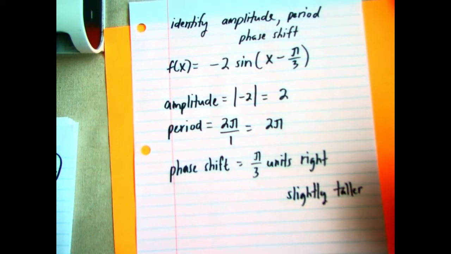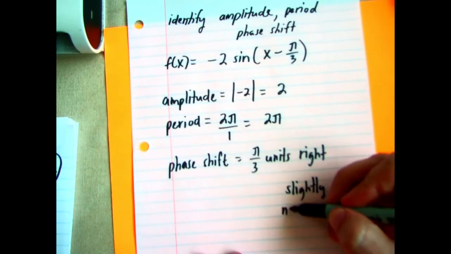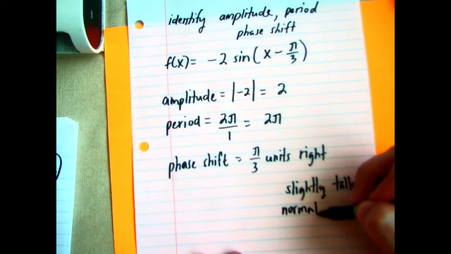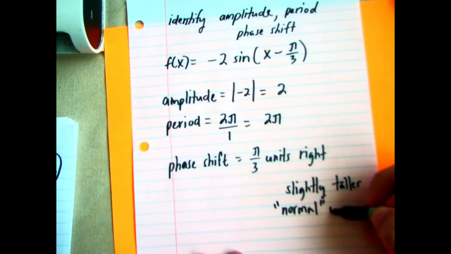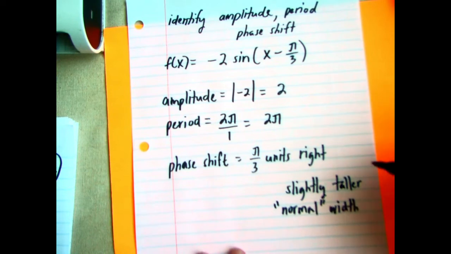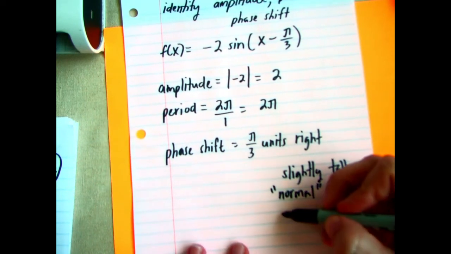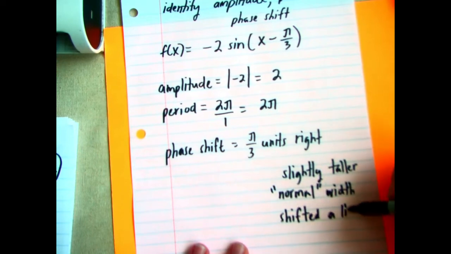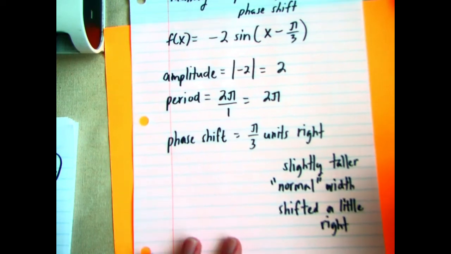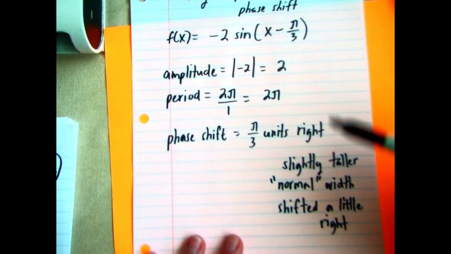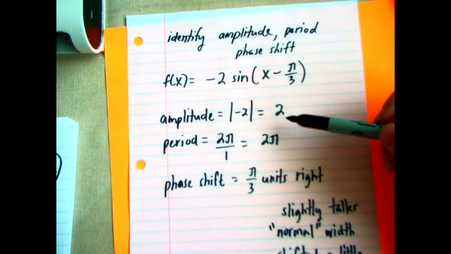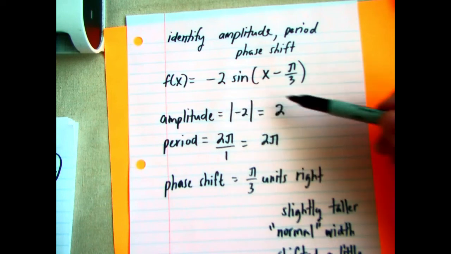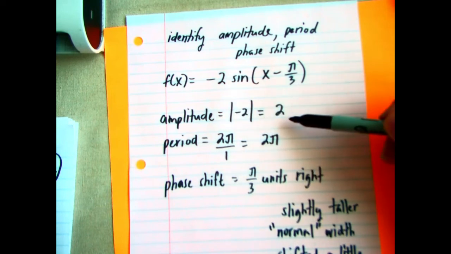Because of the period, it's going to be the same width as a normal sine x graph. So a normal width. And because of the phase shift, it's going to be shifted, again, a little bit to the right. So one thing to talk about with the amplitude. Because we're doing absolute value of A, the amplitude is always positive. So when describing amplitude, it's always a positive number.